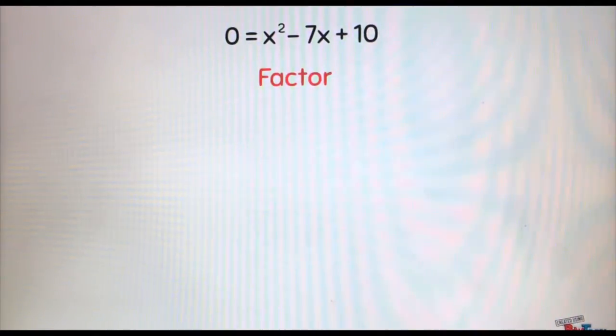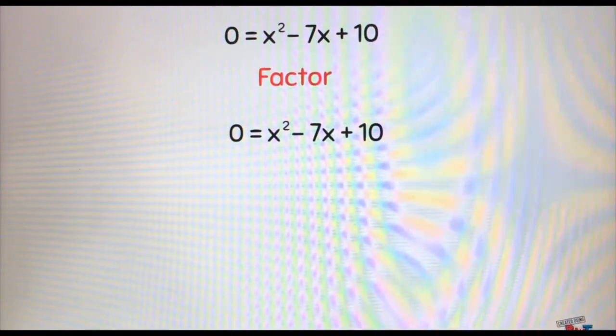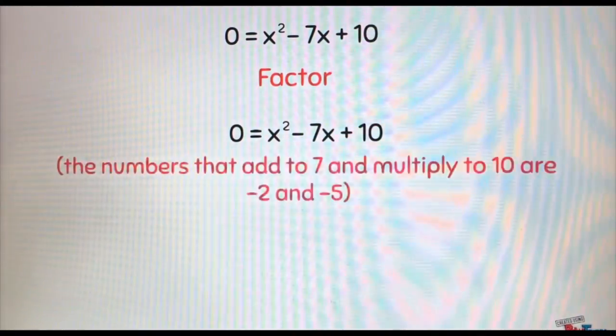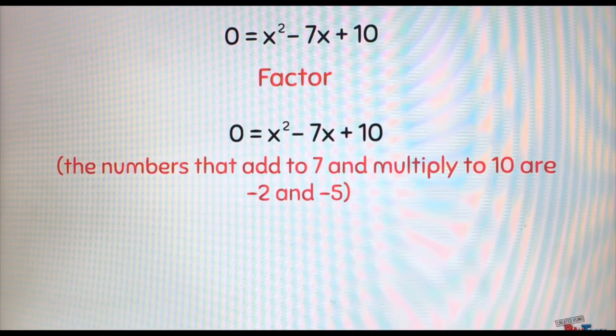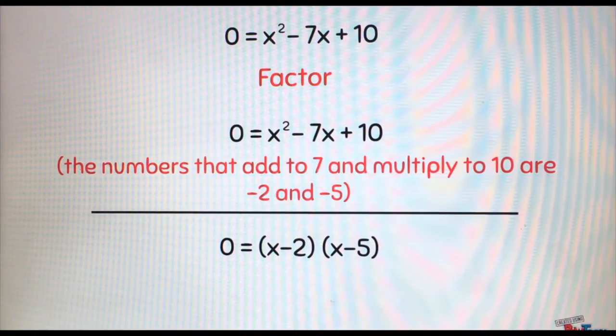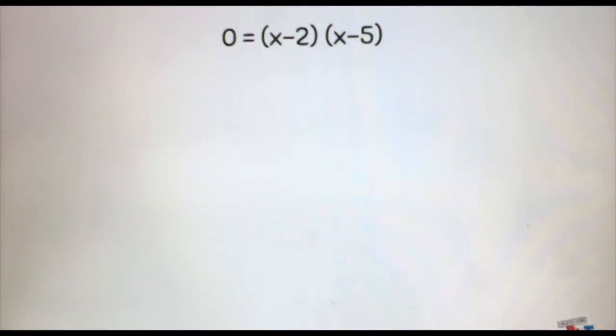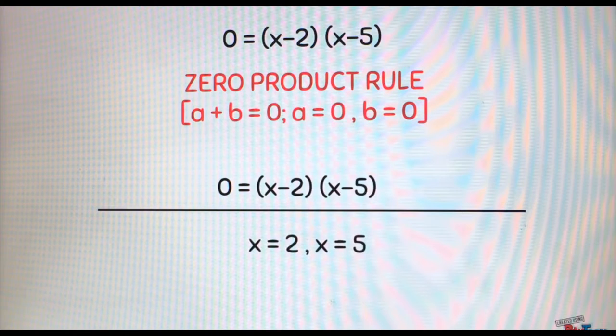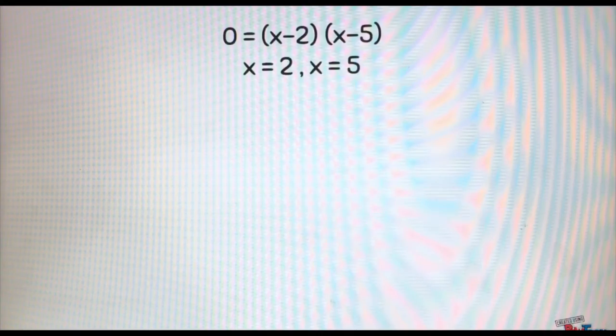Now the equation is factorable, so we look for the numbers that add to negative 7 and multiply to 10, negative 2 and negative 5. When we factor, it becomes 0 equals x minus 2 times x minus 5. Since it is equal to 0, this is the zero product rule, which means our values of x will be 2 and 5, and that is your solution.